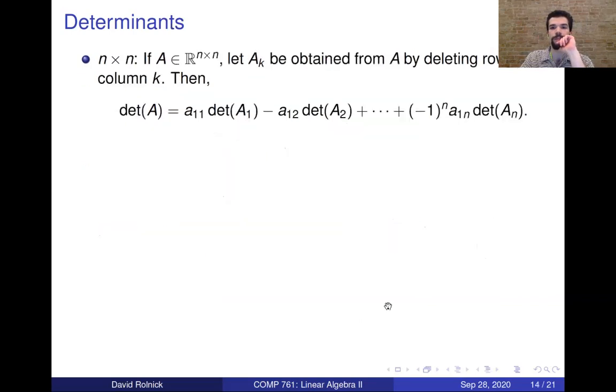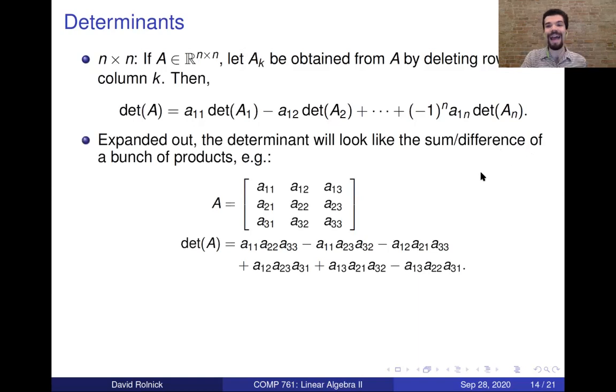Okay. So again, this is the recursive formulation of the determinant. If you expand this out, what it's going to look like is sums and differences, plus and minuses, of a bunch of different products. And the products are going to look like this. Now, what are these products? Where did these products come from?